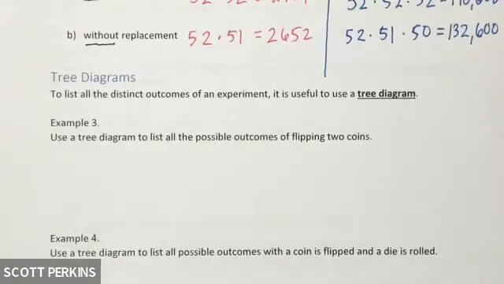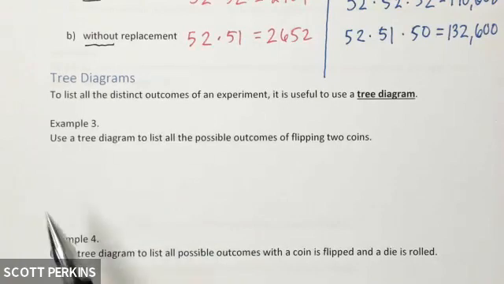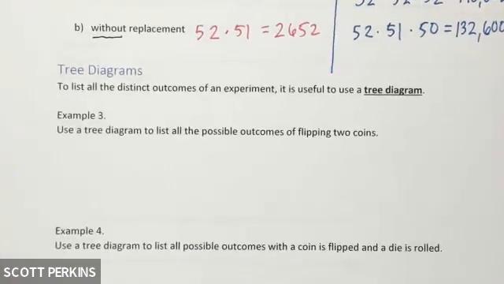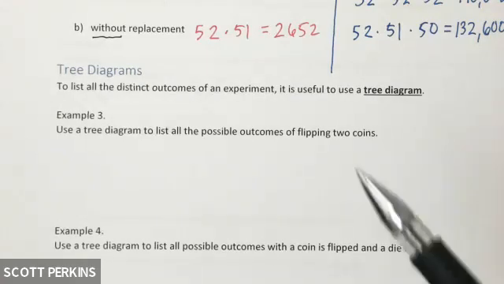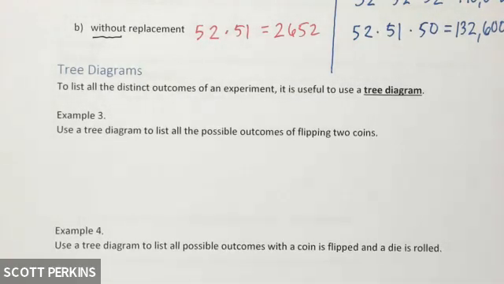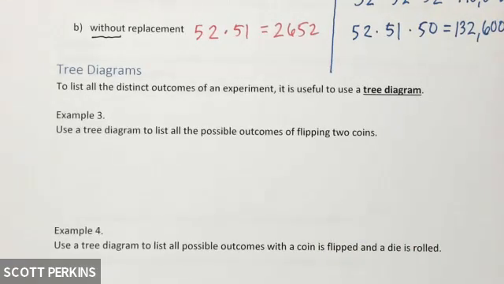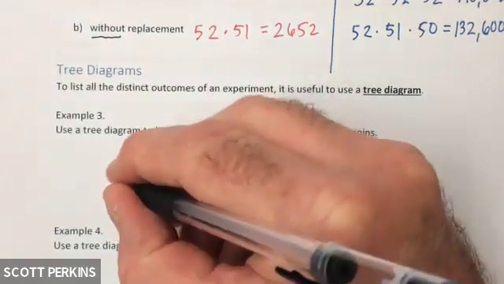So for example 3, I'm going to do a tree diagram when I flip 2 coins. Okay, so I'm taking the fairly simple example. Then in example 4, I'm going to have you do the tree diagram for flipping a coin and rolling a die. So I'm flipping 2 coins. So we're going to do first coin, second coin. So here's my seed of my tree.